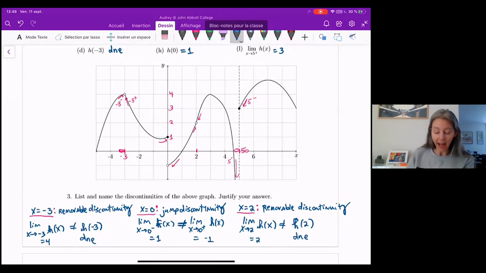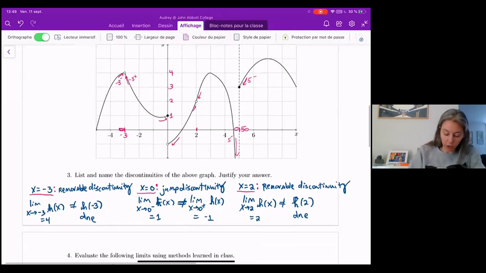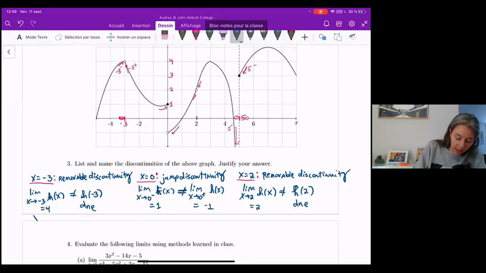Now I have one last discontinuity here. And that is x is equal to 5. Because at x is equal to 5, I have a vertical asymptote. So we call that an infinite discontinuity.